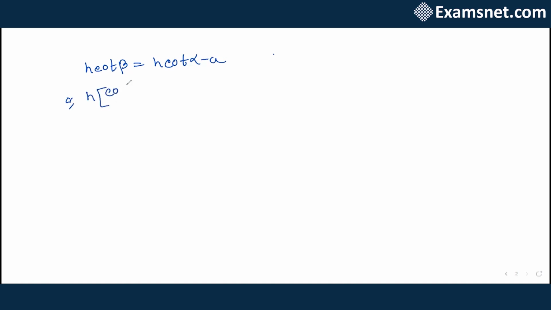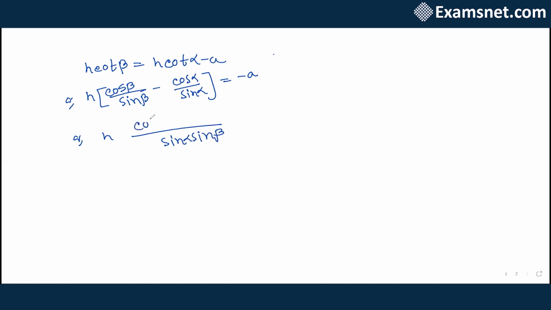Cot beta can be written with the help of cos and sine. So cos beta by sine beta minus cos alpha by sine alpha equals minus a, or (cos beta sine alpha minus cos alpha sine beta) by (sine alpha sine beta) equals minus a. We can multiply both sides with minus.